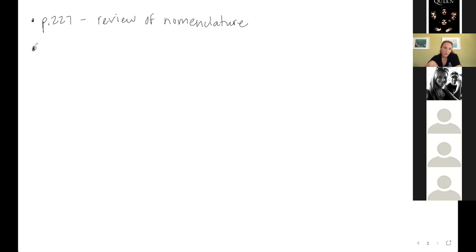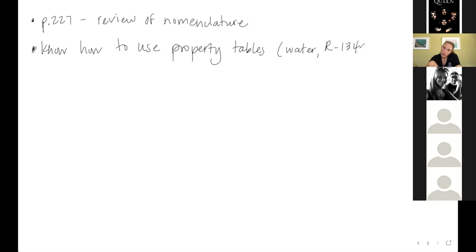You need to know how to use the property tables for water, refrigerant R134A, and then some of the ideal gases.